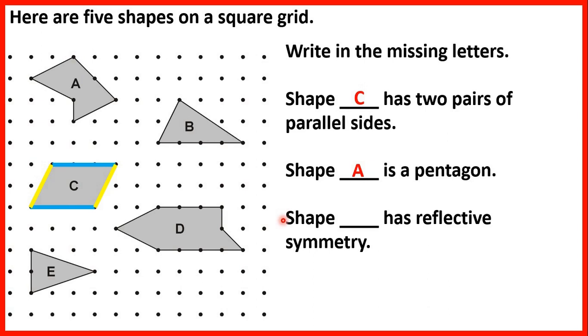Now, which shape has reflective symmetry? So, reflective symmetry means that we can draw a line down the middle of a shape, and then, if we folded it over, it would cover itself. So we have the same reflected on both sides. So that's shape E.